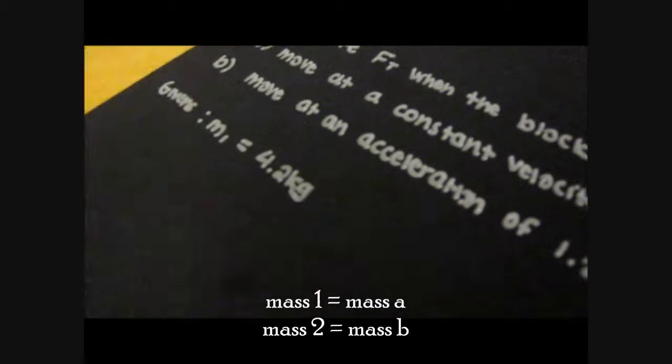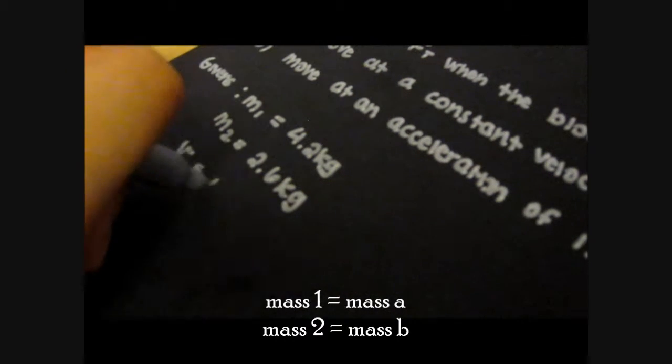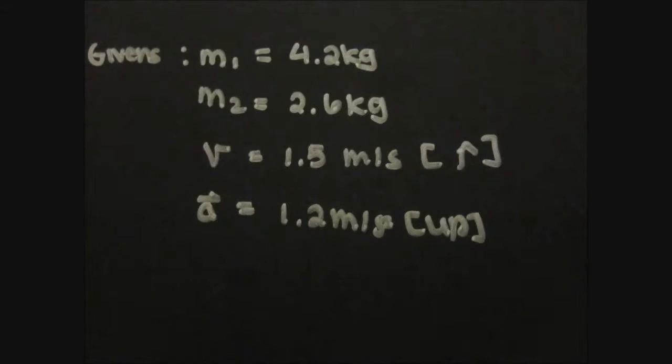So the first thing you want to do is write down your givens. Mass 1, your given is 4.2 kilograms. Mass 2 is 2.6 kilograms. Your velocity is 1.5 meters per second up, and your acceleration is 1.2 meters per second squared.